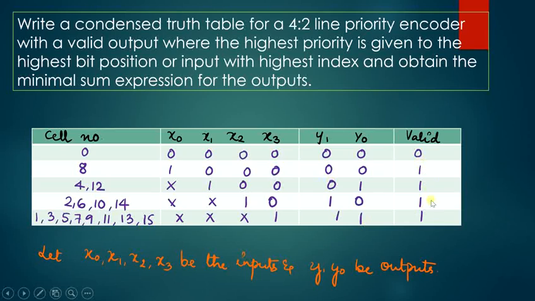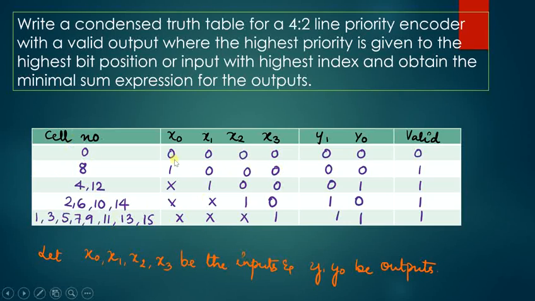Now all these 4 cases are valid, because we have any one of the bits equal to 1, and since this is a priority encoder, we have given the priority to the highest order bit. That is why the lower order bits are all X, the don't care terms, which means they can be either 0 or 1. Cell number is 0 because all the inputs are 0. Here you can see this is 100.